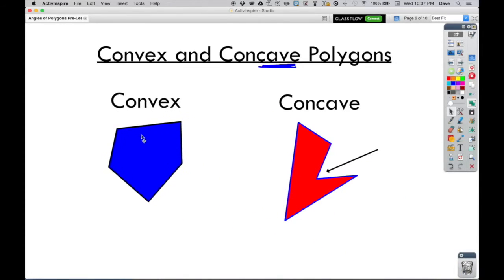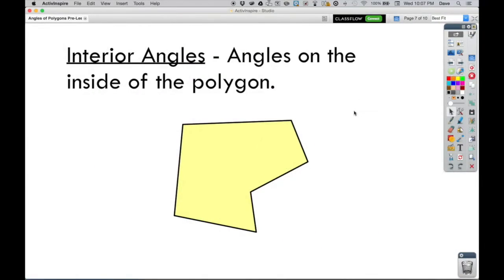Okay, opposed to convex. Convex, all the angles bow outwards. So there's no spot that's been pushed inwards towards the center of the shape. So this is convex, and this is an example of concave, specifically this spot right here. All right, let's keep going.